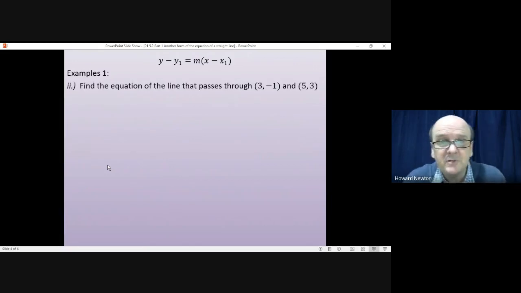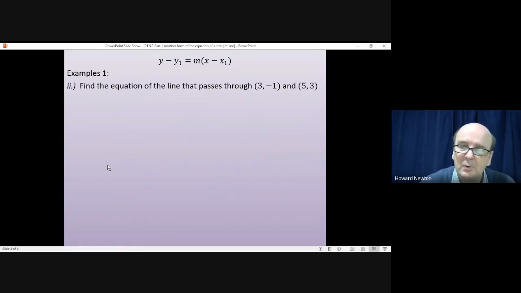The second question asks us to find the equation of the line that passes through 2 points. The first point has got coordinates 3, minus 1, and the second point has got coordinates 5, 3. Now, to use this form for the equation of a line, we need to know the gradient, and we need to know the coordinates of 1 point. Well, we know the coordinates of 2 points, so that's fine, but we don't know the gradient. So the first thing we're going to have to do is calculate the gradient using these 2 points.